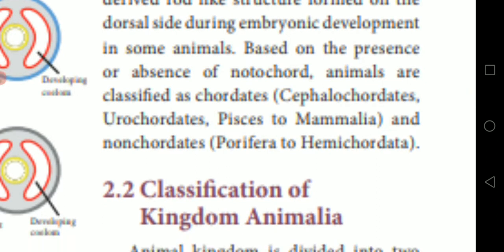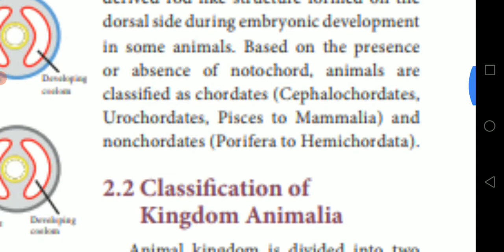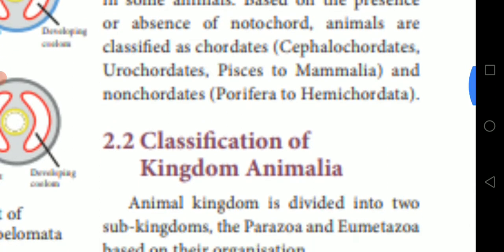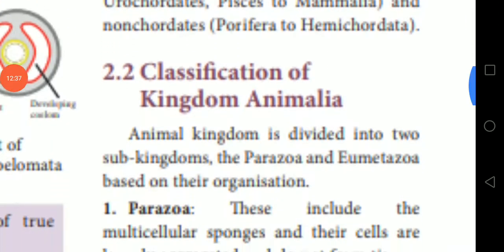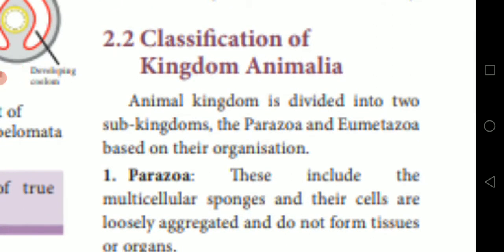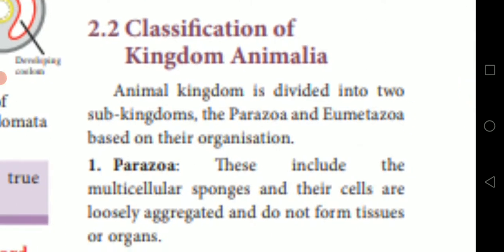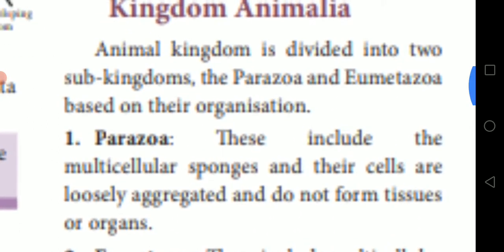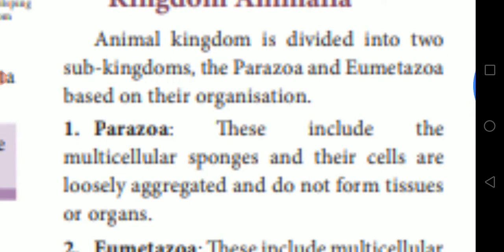Based on the presence or absence of notochord, animals are classified as chordates, that is cephalochordates, urochordates, then pisces to mammalia, and non-chordates, that is porifera to hemichordata. What is notochord? I told you, a cord-like or rod-like structure.